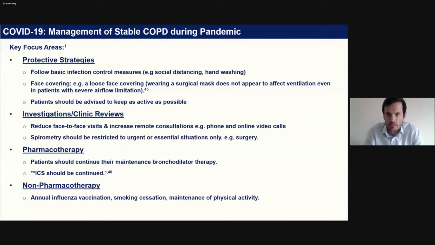Other areas to focus on in primary care are to ensure that patients receive their annual influenza vaccination, smoking cessation, and that they maintain physical activity supported by home-based pulmonary rehabilitation where possible.